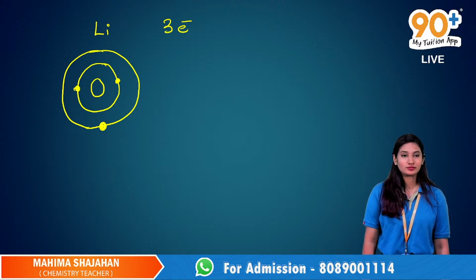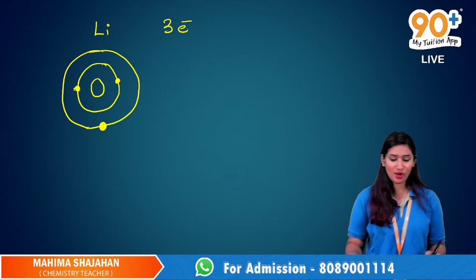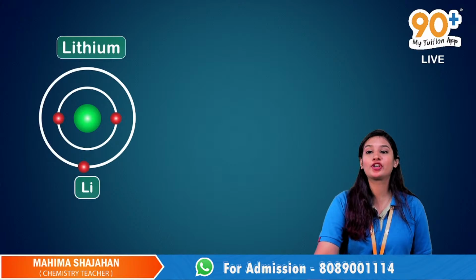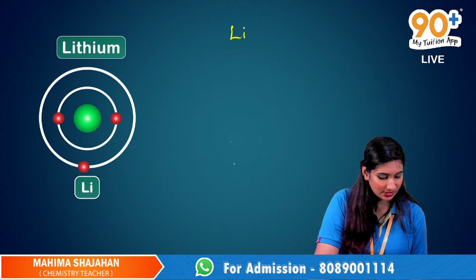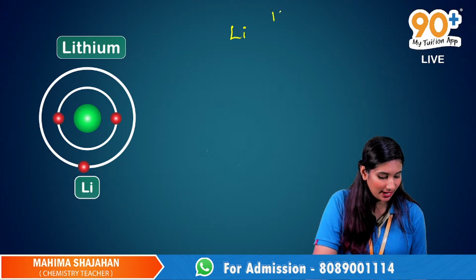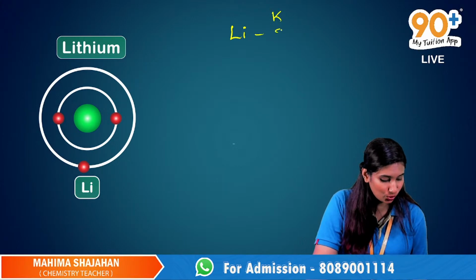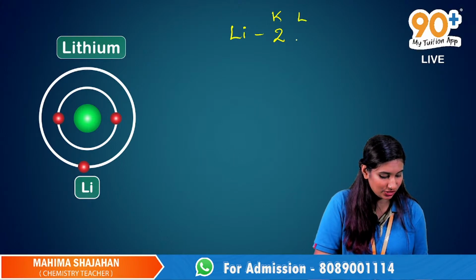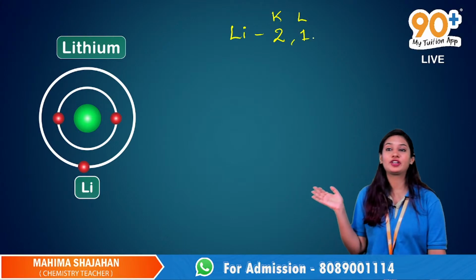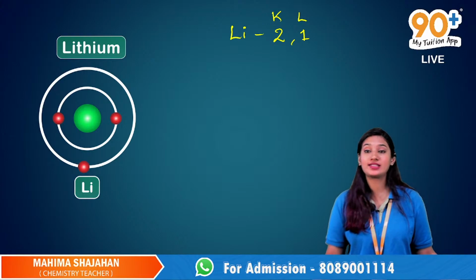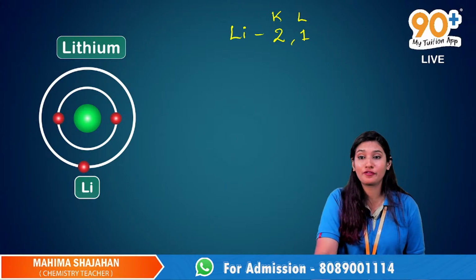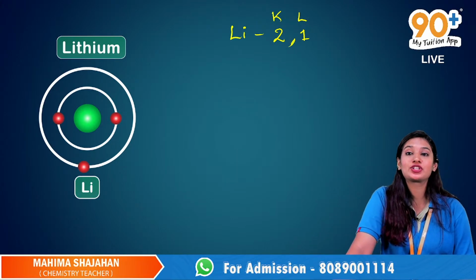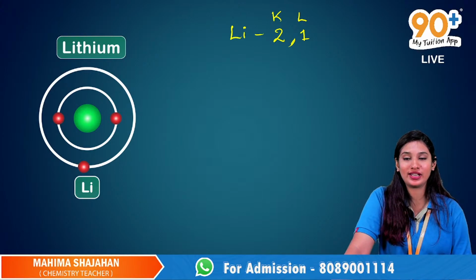Is it clear? Is it okay? Now, how will you write the electronic configuration of lithium? Lithium is represented as Li. In the K shell, 2 electrons will be filled, and the balance one electron will go to the L shell. So the electronic configuration of lithium is 2,1. If they ask the electronic configuration of lithium, you can write it as 2,1: 2 electrons in the K shell and 1 electron in the L shell.